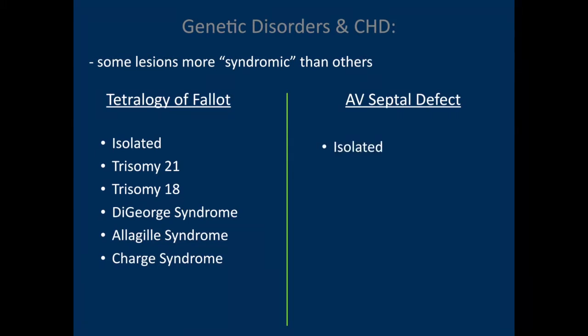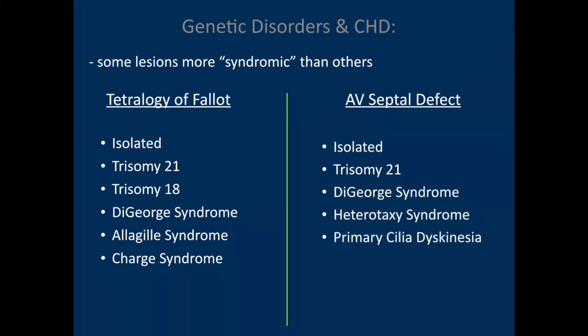An AV septal defect can also be isolated, but carries again a strong association with trisomy 21, multiple other syndromic associations, including heterotaxy and PCD, and overall requires you to think a little bit outside the box, or rather outside the heart, to help you with these diagnoses.